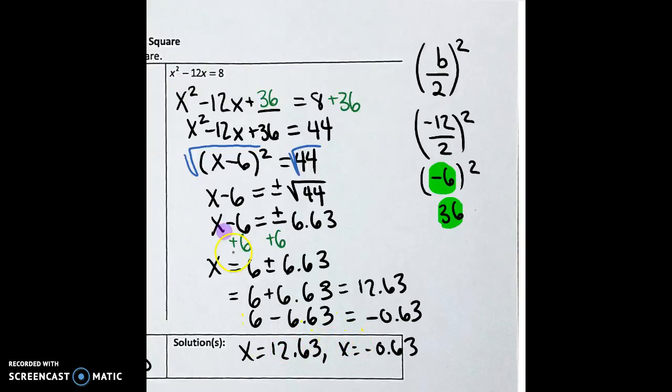So two different ways to check your answers, but again, this problem was solved by completing the square.